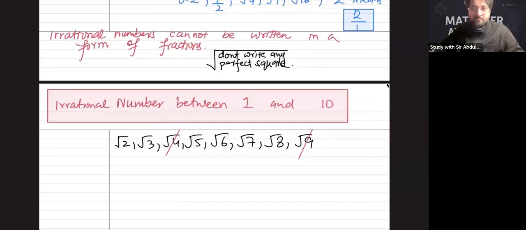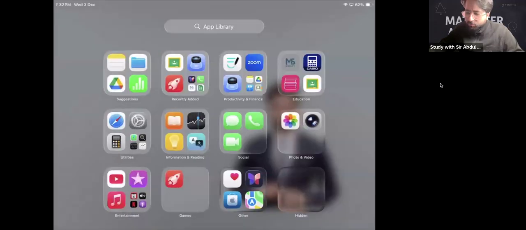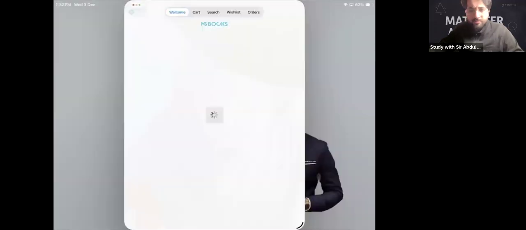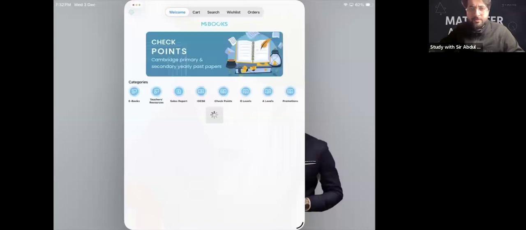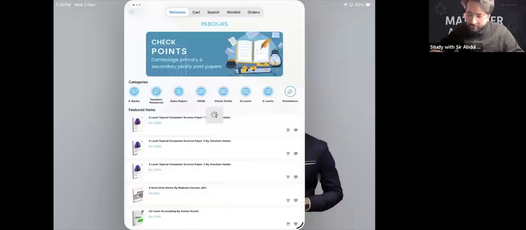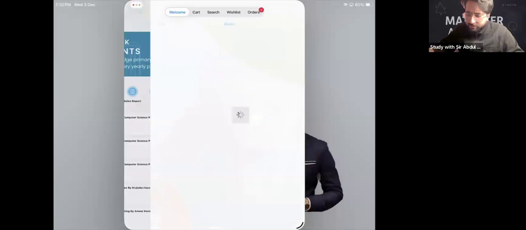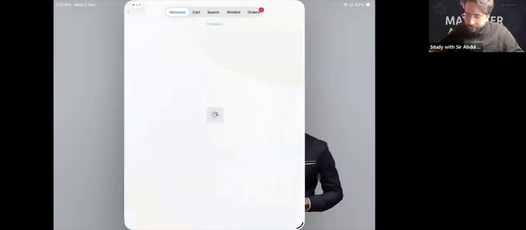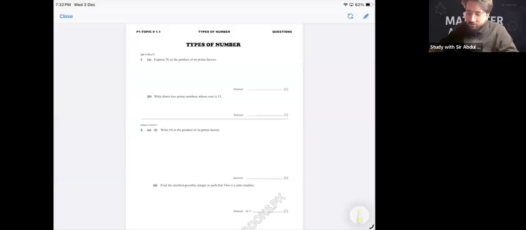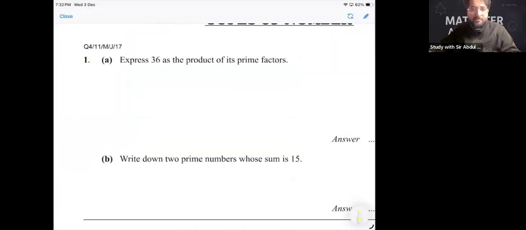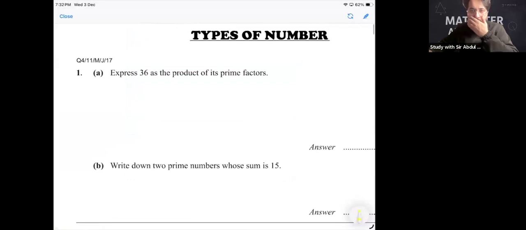Any problem? No. Okay, guys, let's open something. Most of you will have the MS past paper booklets. Let's see whether we can attempt any numbers questions on that as well. It's O levels paper 1, and it's types of numbers. That's our first topic. Let's see what questions we have in this particular paper. Okay, this is question number 1.